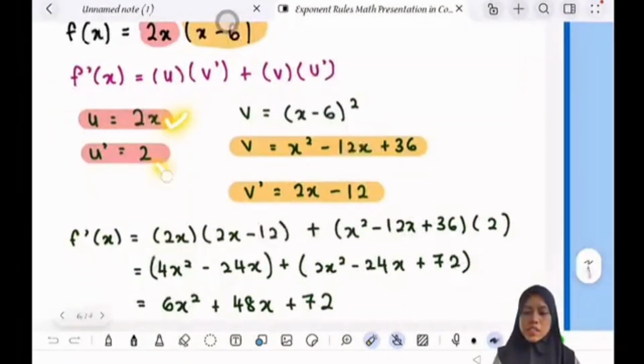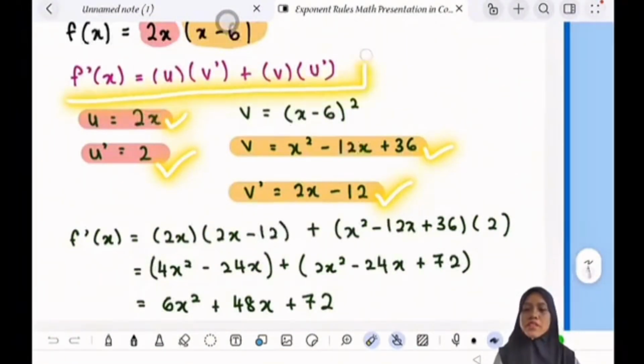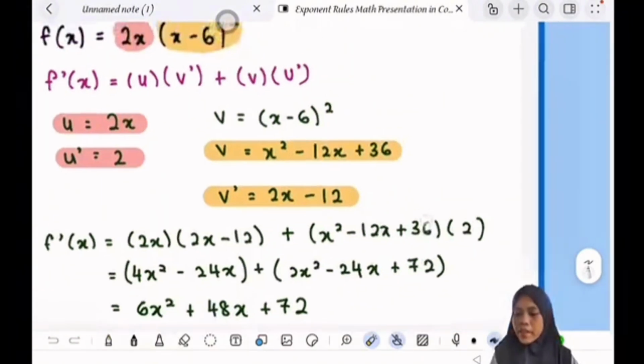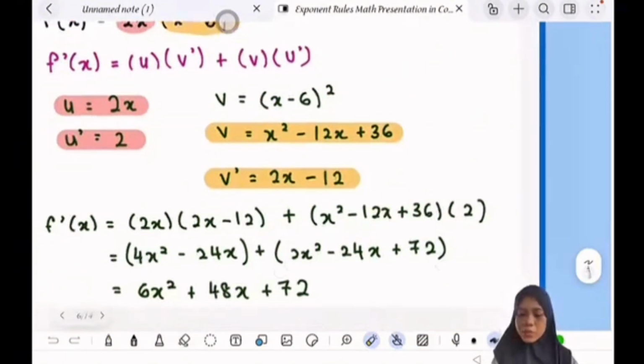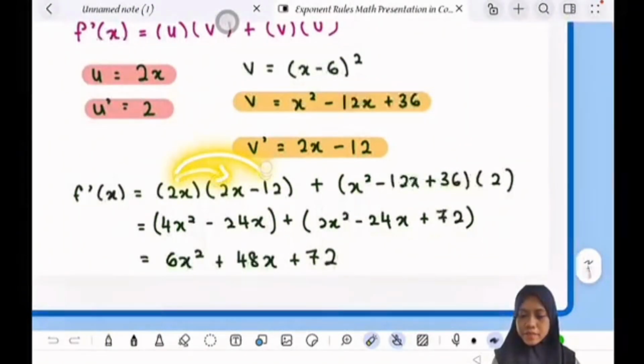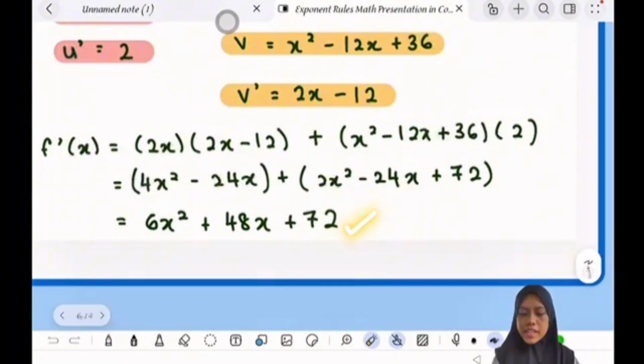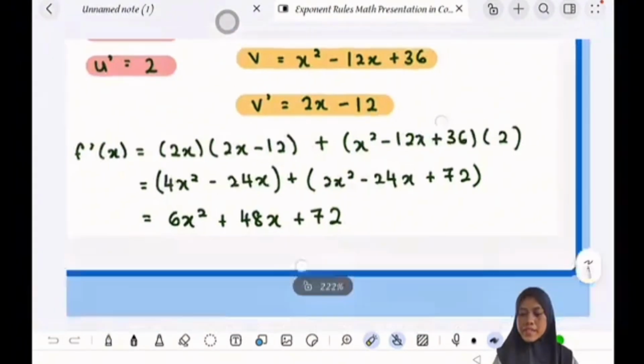So for these four values, we just put them into the given formula. We get f prime(x) equal to 2x times (2x minus 12) plus (x squared minus 12x plus 36) times 2. Make sure you put plus, not minus. Then we expand it, and the final answer you get is 6x squared plus 40x plus 17.